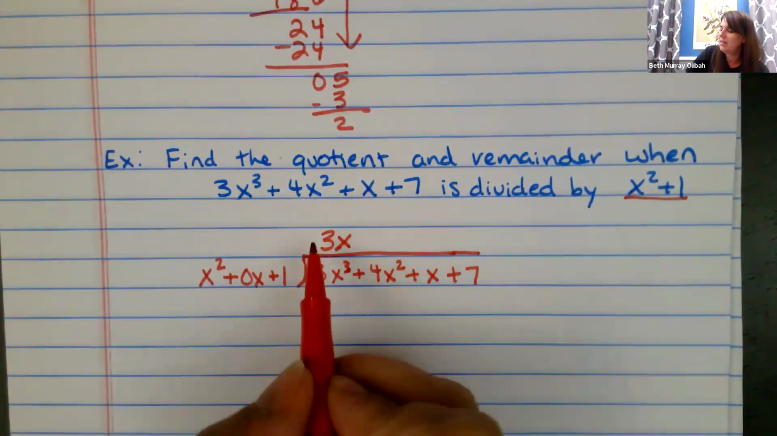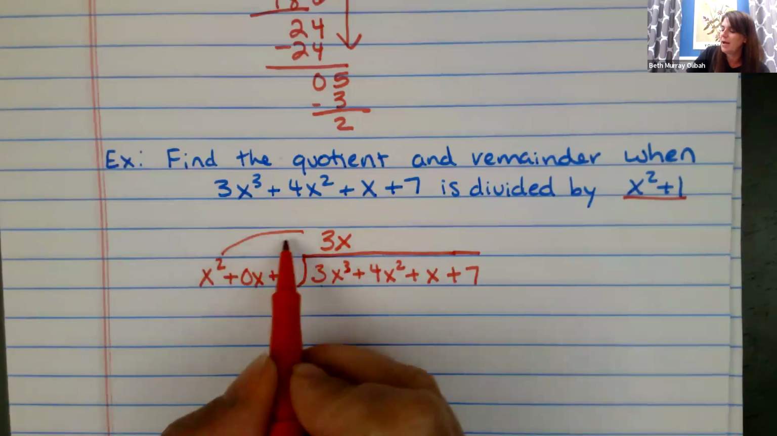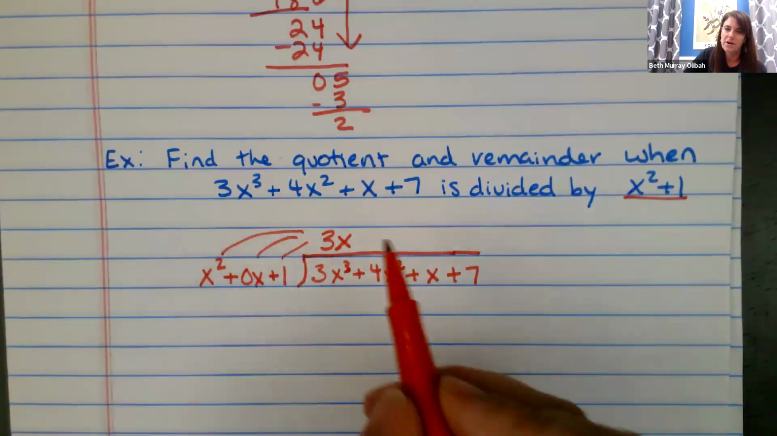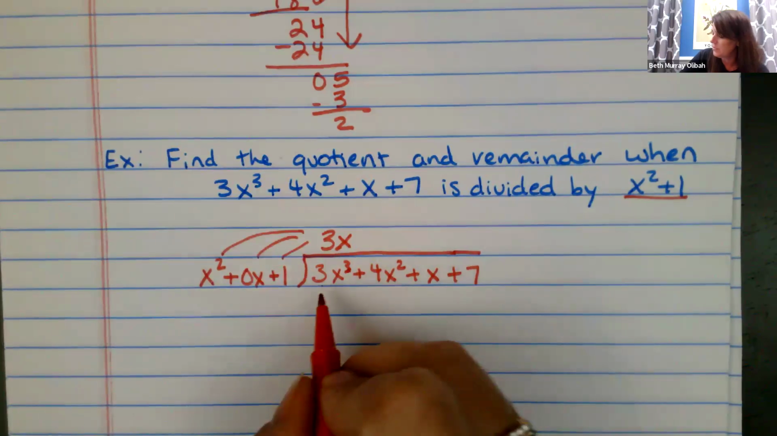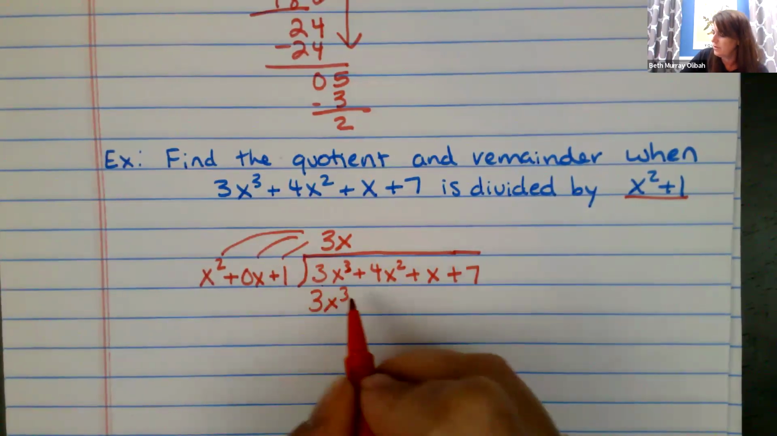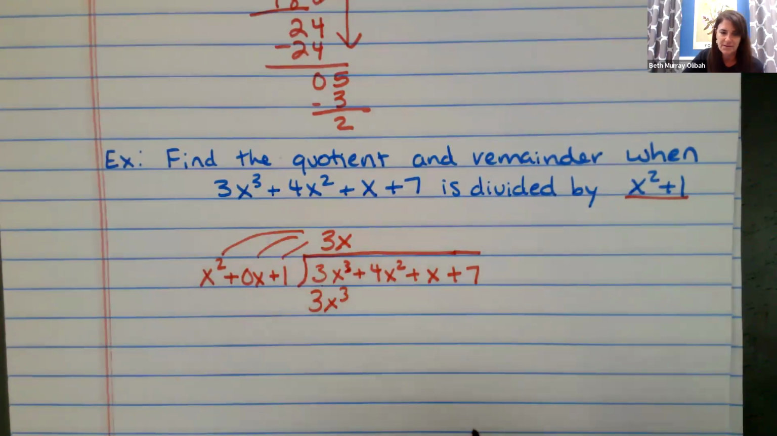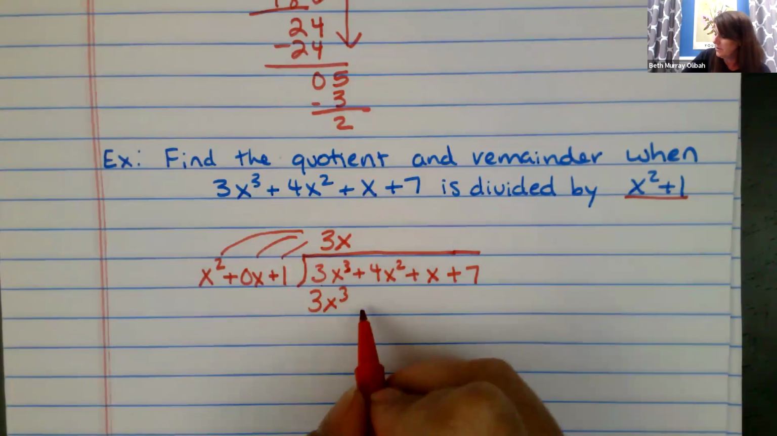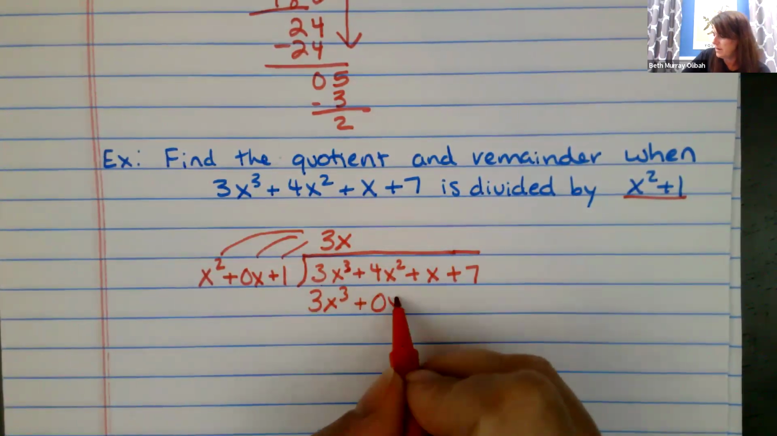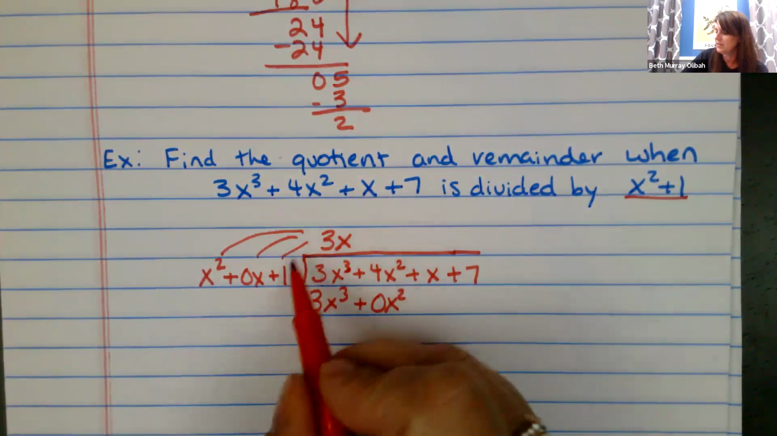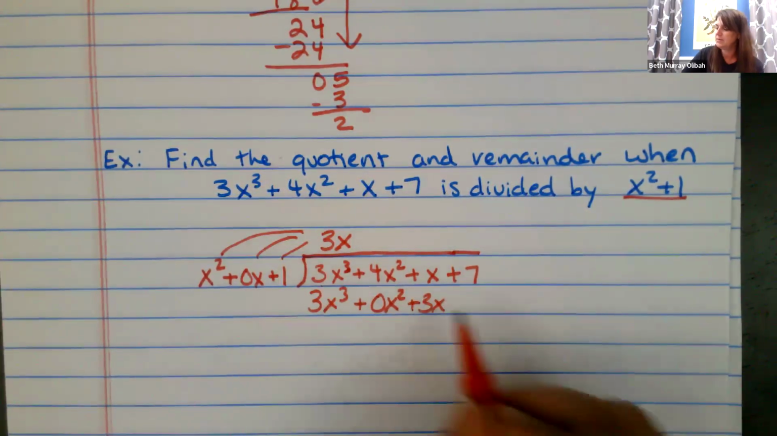Once you pick it, then you go ahead and you multiply by everything out here. So 3x times the x squared is 3x to the third, which I picked so that those would match. 3x times 0 is just going to be 0x squared. 3x times 1 is 3x.